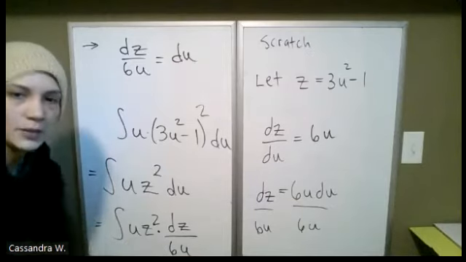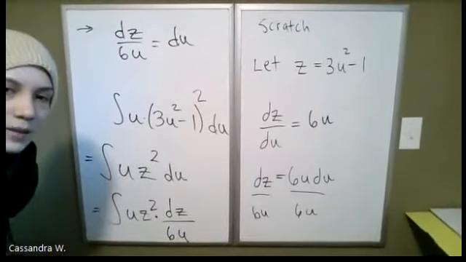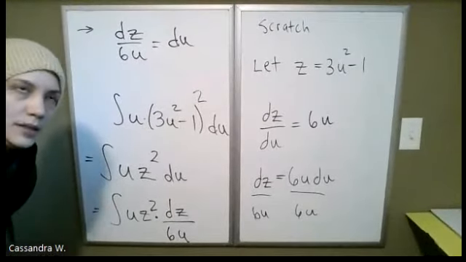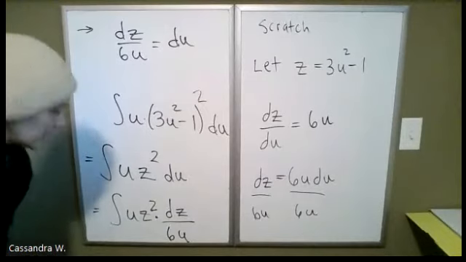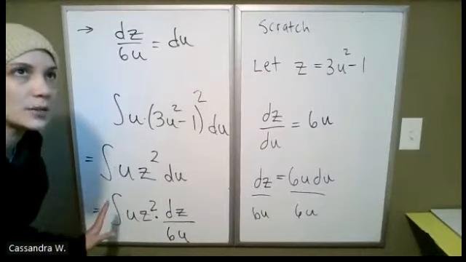And this u over that u, which hopefully you can see, reduces to 1 for all values of u except for 0. And you're left with a z squared dz, an integral of z squared dz.